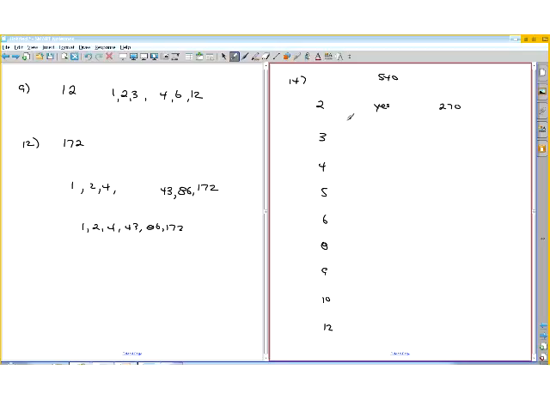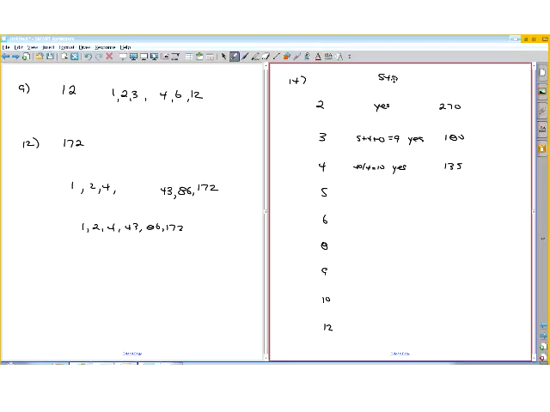3 says the sum of the digits is divisible by 3. So if we take 5 plus 4 plus 0, we get 9, which is divisible by 3. So the answer is yes. 540 divided by 3 is 180. Divisible by 4, it says last 2 digits form a number divisible by 4. That is 40. Can you divide 40 by 4? Yes, you get 10. So the answer is yes. 540 divided by 4 is 135.